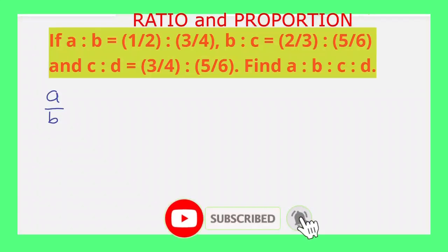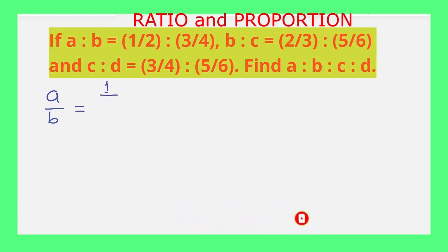A ratio B can be written as A upon B. This is equal to 1 upon 2 upon 3 upon 4. This is equal to 1 upon 2 multiplied by 4 upon 3, and 2 cancels 4 for 2 times. So this is equal to 2 upon 3.